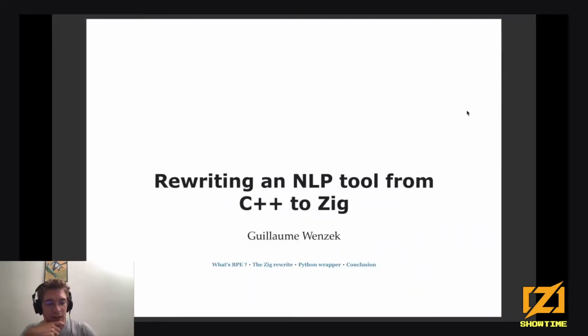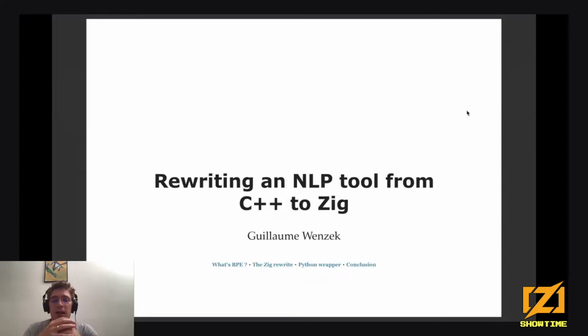Hi, everyone. Yeah, so I wanted to first introduce what this tool is about and how it went with the rewrite, some benchmark numbers, and then I'm going to talk a bit about a Python wrapper I made for it, and we proceed with some conclusion.